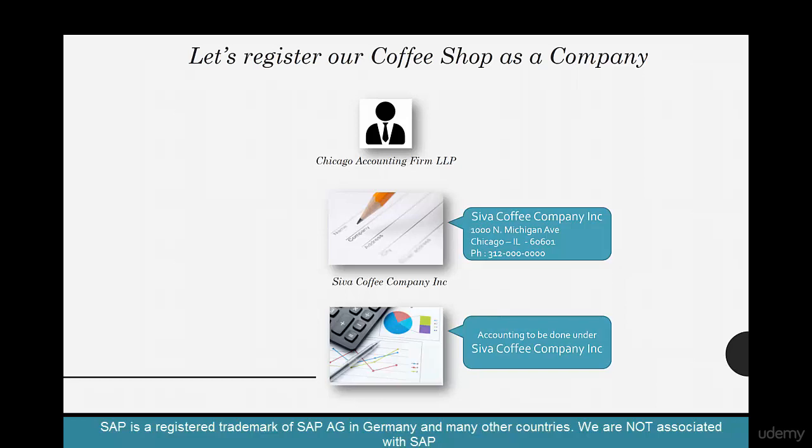So as soon as I start my coffee shop, what I'm going to do is call my accountant, give him the name of my company, and give him my address, and ask him to register it with the government as a company. So say Chicago Accounting is going to register my company as Siva Coffee Company Incorporated at this address, blah, blah, blah, Michigan Avenue, Chicago, Illinois. And going forward, all accounting should be done under the Siva Coffee Company Incorporated. The reason why we do that is so that the government can get its tax.